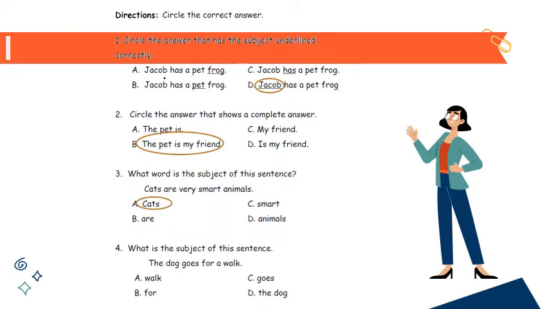Number 4. What is the subject of this sentence about? The dog goes for a walk. Who goes for a walk? Or what goes for a walk? So don't forget, always ask who or what. So the dog goes for a walk. So we have to circle the dog because the dog is the subject of this sentence.